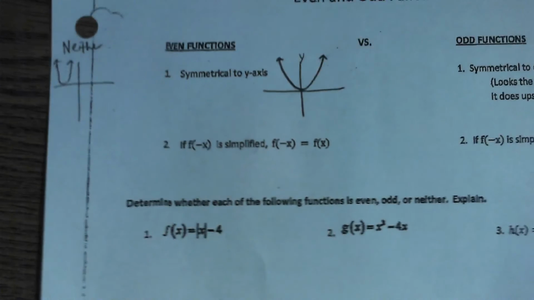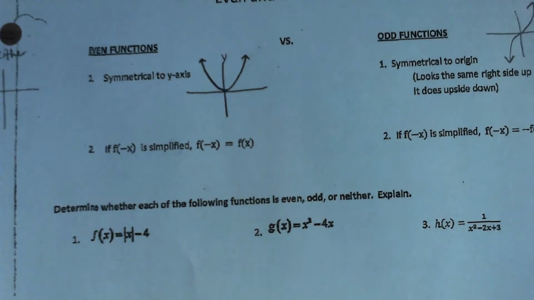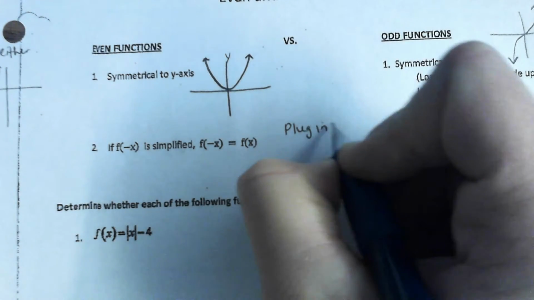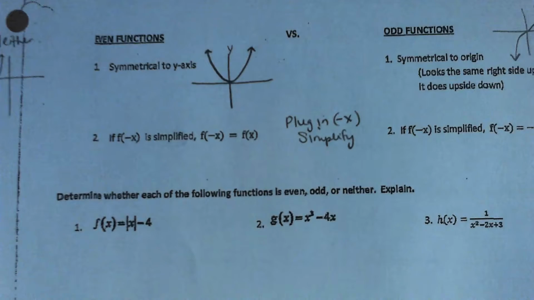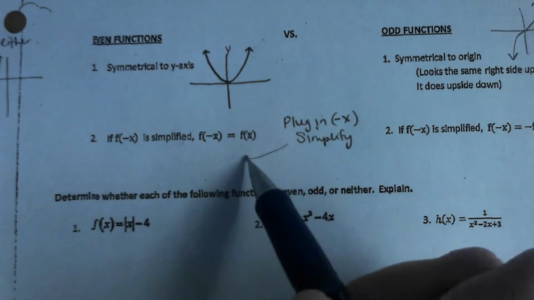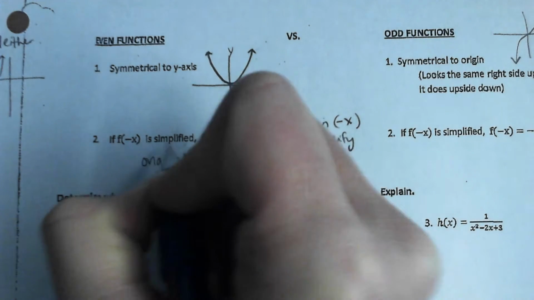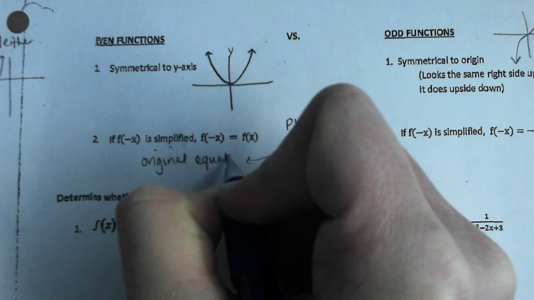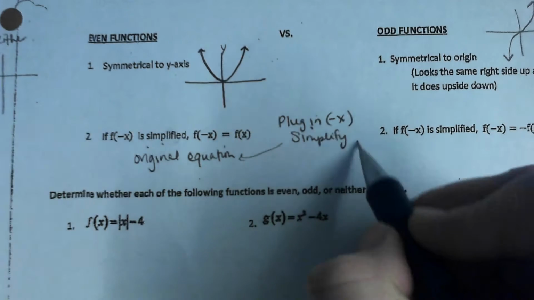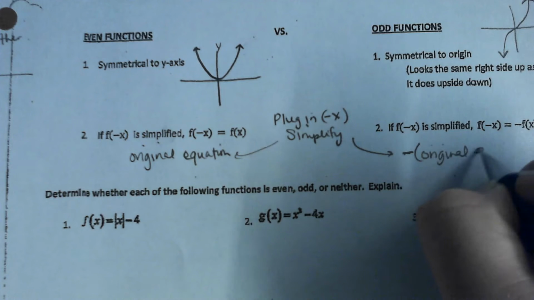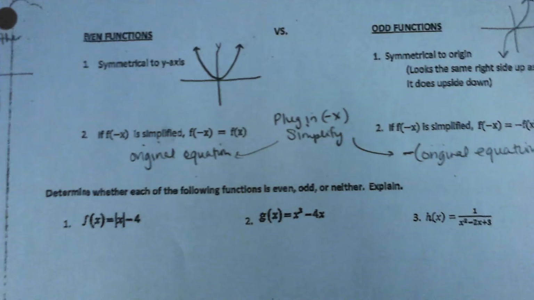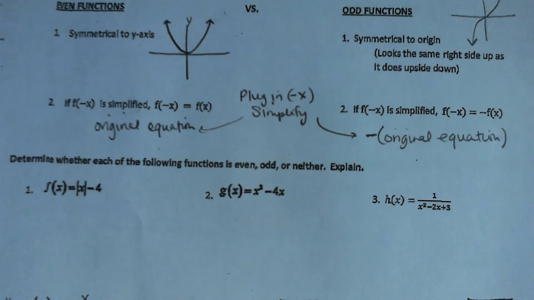The algebraic test is this. You plug in negative x. No matter what, plug in negative x and simplify. If when you simplify, you get back the original equation, it's even. If you get back a negative version of the original equation, it's odd. If you get back something different that's just not the exact opposite, then it's neither.